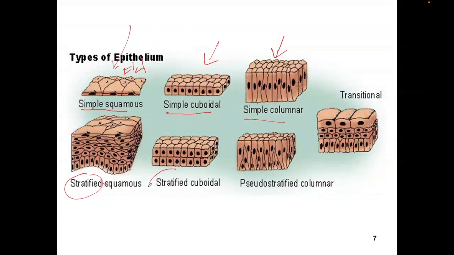Down below, these are stratified. We go to the top, not the bottom. We go to the apical surface, the top part, and we see, okay, we got a few layers of these flat, irregular shaped cells, so it's stratified squamous. Here we've got 2 layers of the cubes, so stratified cuboidal. This one looks like it's stratified because the nuclei are at multiple levels, so it's pseudostratified columnar. Now there's one that I left out, it's transitional.